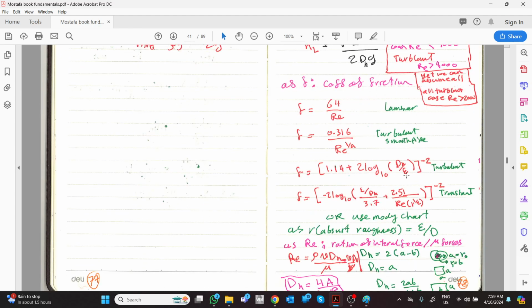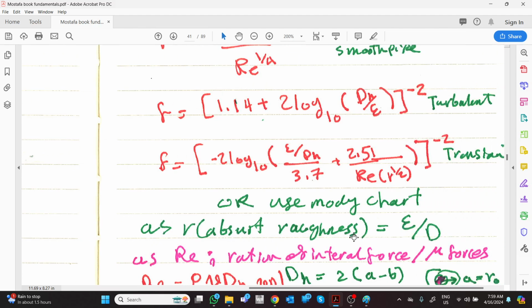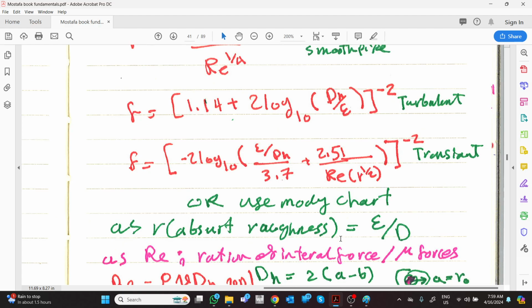And if you know epsilon, which is the roughness, and this one is if it is transient, epsilon is the roughness coefficient or reference number. If you are going to use the Moody chart, you will find something named relative roughness, which is the absolute roughness epsilon divided by D.